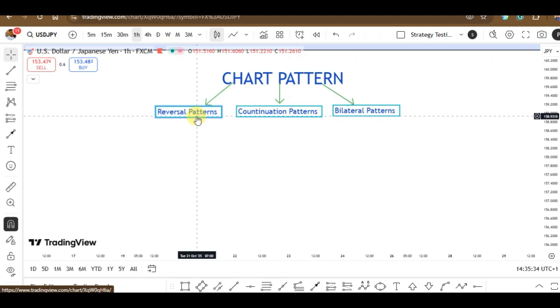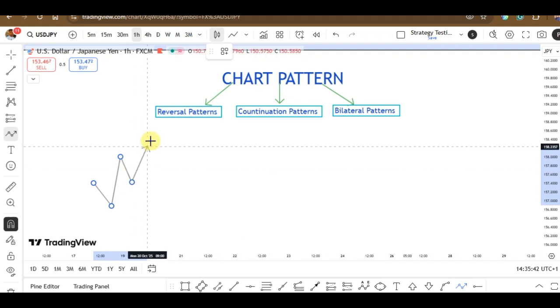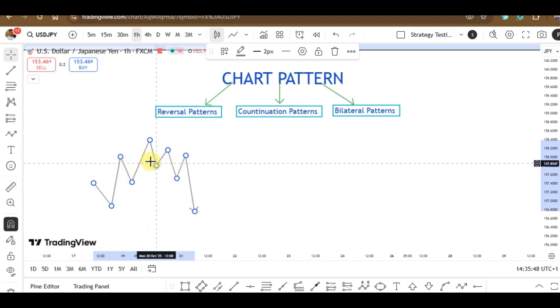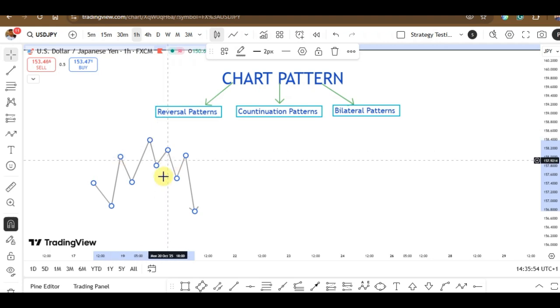Let's say price was in an uptrend, creating lower high, higher high, lower high, higher high, lower high, higher high, and something like this forms. I started seeing something like this. So, this chart pattern that formed here now is a reversal chart pattern, which is also known as the head and shoulder pattern. So, this is a reversal chart pattern from the uptrend turning to a downtrend.